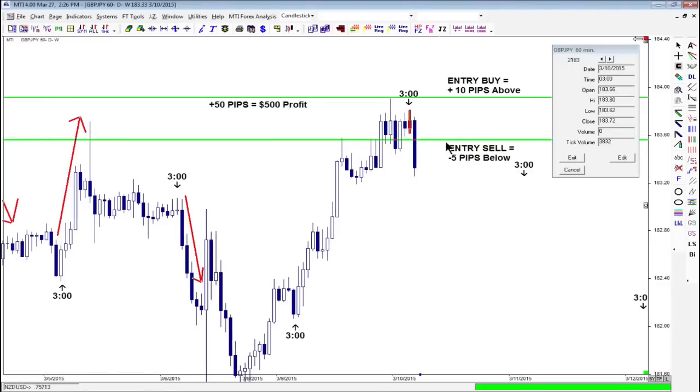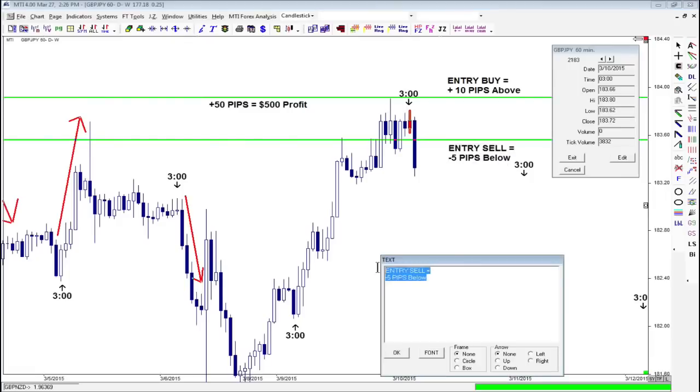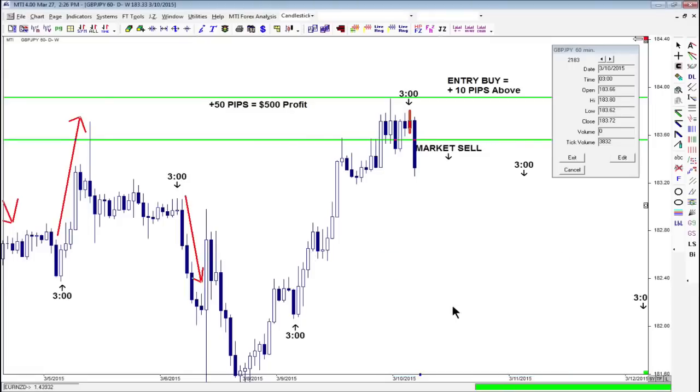Bam. Next candle, the market now crosses our entry sell. We are now in an actual market sell position, meaning that we are now shorting the market. Now, I know some of you might be scratching your heads wondering, well, can you actually short the market? Absolutely. If you want to learn how to do this, we can teach you how to make money in this market when it's going up and when it is going down. It's called shorting the market.